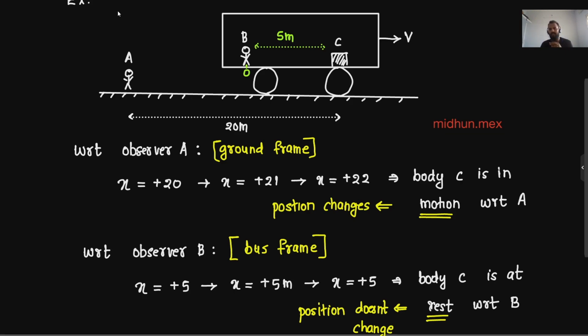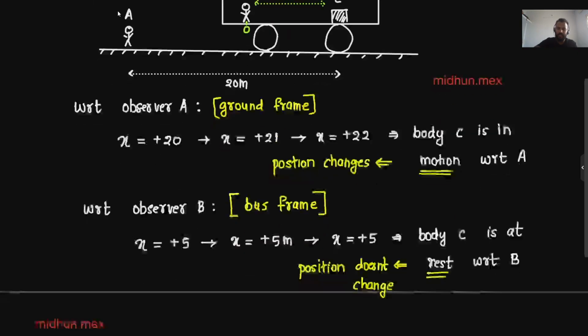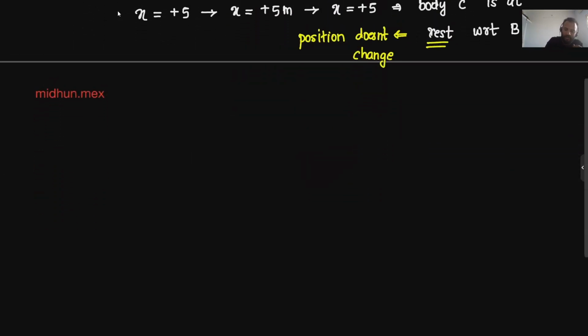Then we can never say it by the name absolute. Look at block C. Those who are outside the bus will say block C is in motion. Those who are inside the bus will say block C is at rest. Therefore there is a conflict. That is the reason in NCERT and all they have written that the words rest and motion are never absolute.